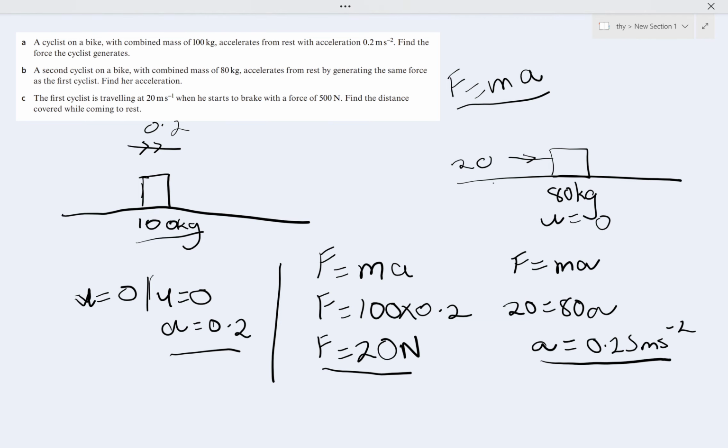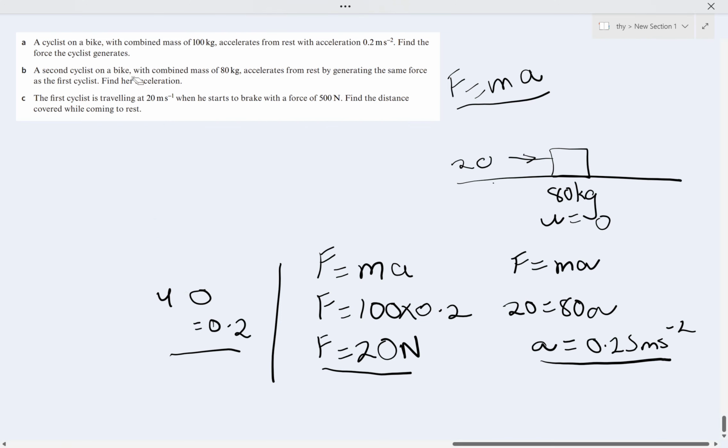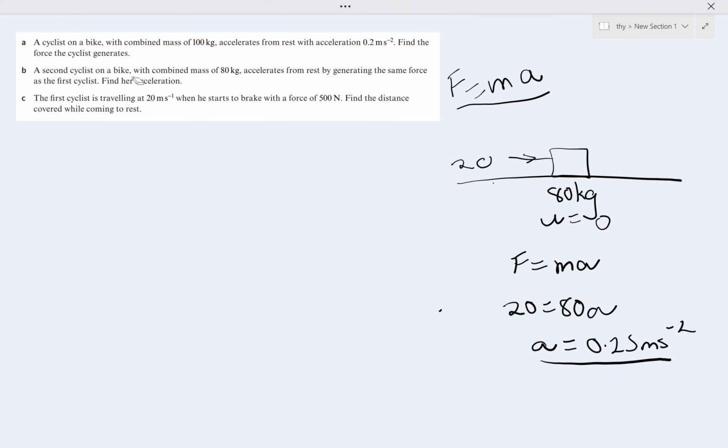Next, we'll try the last question on this paper. The first cyclist is traveling at 20 meters per second when he starts to brake with a force of 500 newtons. Now we have to think about this carefully. The first cyclist weighed 100 kilograms, and at the current moment his initial speed is 20 meters per second. We're looking for the distance, the displacement he covers before coming to rest.